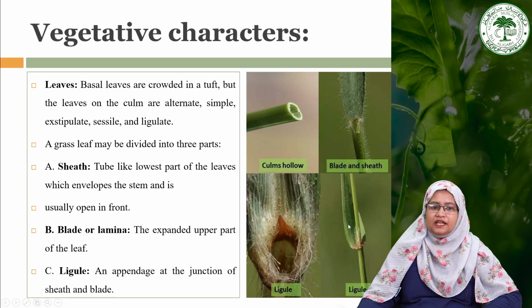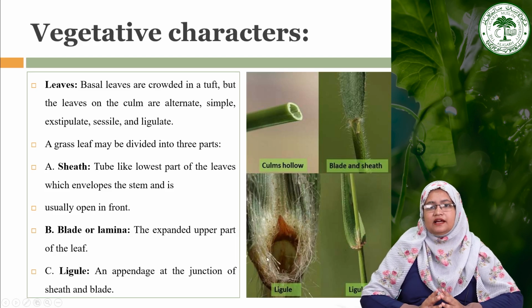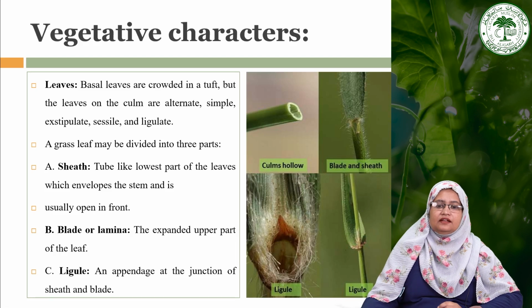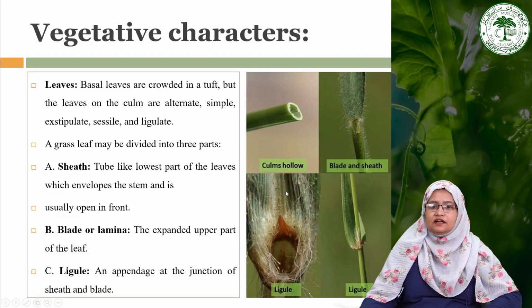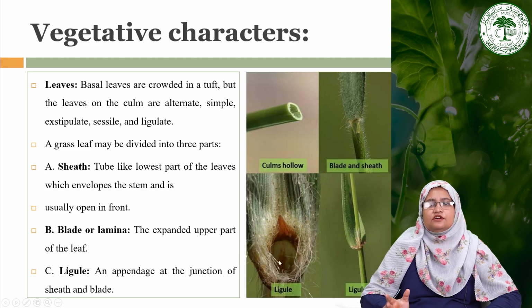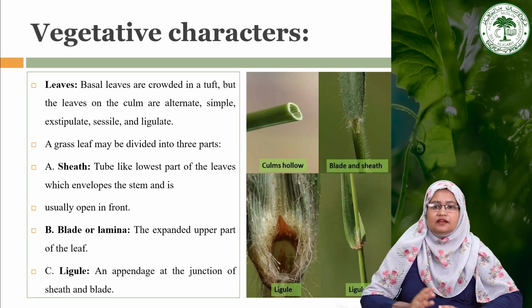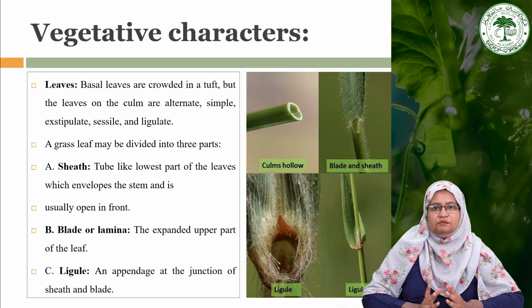This is the blade. You can say these are the blades of the leaf, which is the second part, and the third part is the ligule. The ligule is an appendage at the junction of the sheath and blade. These are the blades and this covering is the sheath, and the ligule is formed in between the junction of the blades and sheath. This is the ligule.